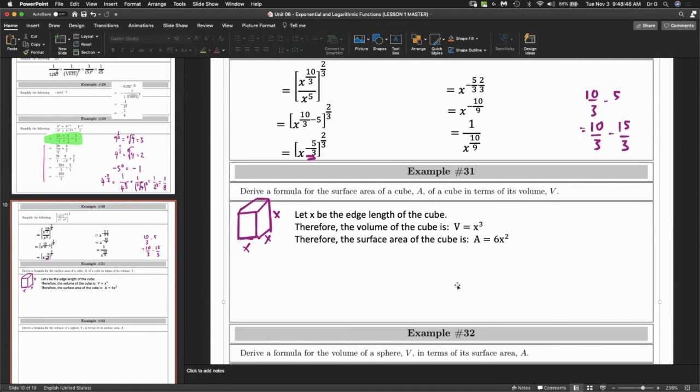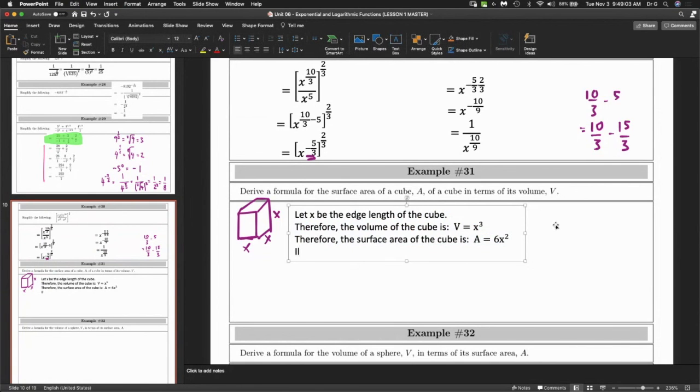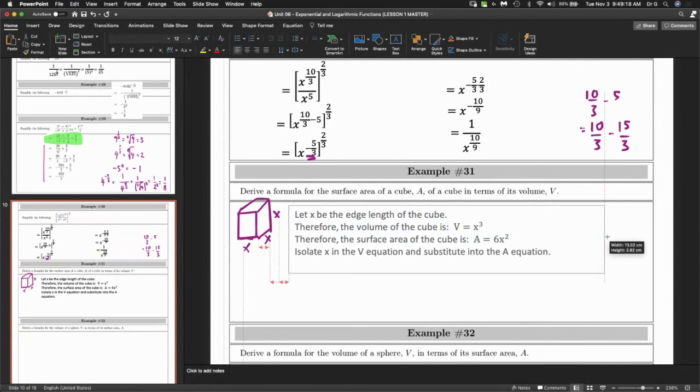So the question is asking for the surface area in terms of the volume. So what we need to do somehow is get rid of the x. So maybe we'll do the following. We'll isolate x in the v equation and substitute into the a equation. That's my strategy there.